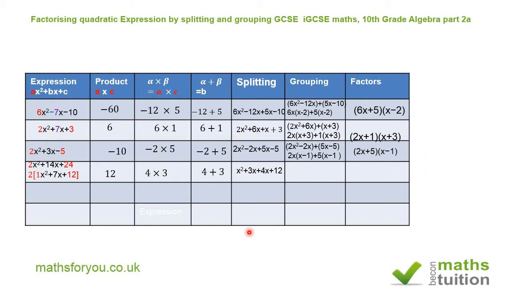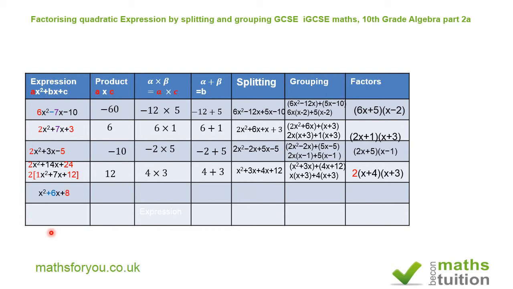I'm going to split to give my 4 terms, which are now x squared plus 3x plus 4x plus 12. I'm going to group and then factorize individual groups, and x squared plus 3x plus 4x plus 12 becomes x into x plus 3 plus 4 into x plus 3. My final answer is going to be 2 into x plus 4 multiplied by x plus 3. Now I've got 3 factors here instead of 2.